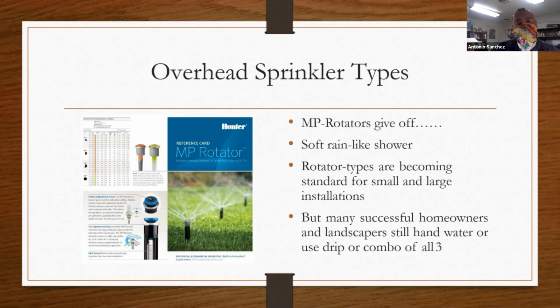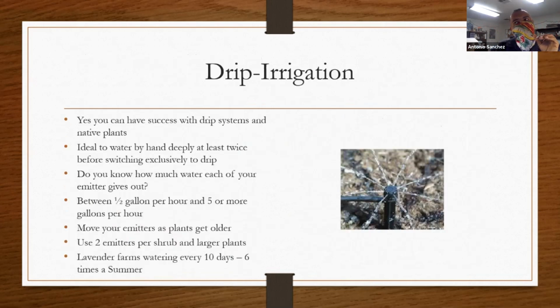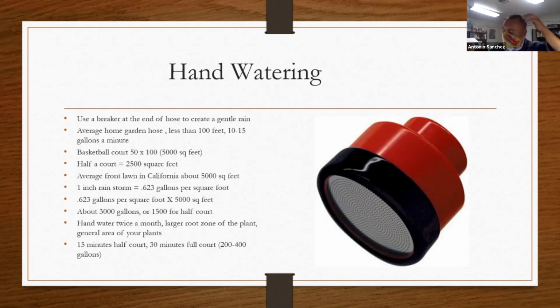We'll get into calculations more in the advanced maintenance class. But most lawns, you might be surprised, taking all of California, most front lawns in California, if you take an average, are about 5,000 square feet. The front yard, the front lawn. And so what is 5,000 square feet? It's roughly the size of a basketball court.